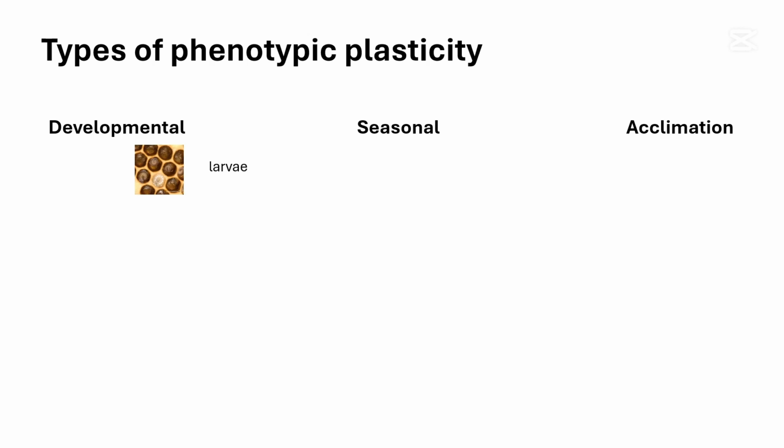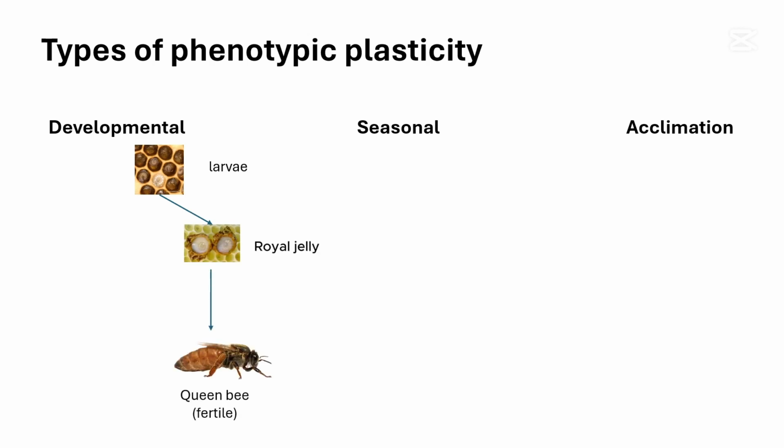But female larvae that are fed exclusively with royal jelly will reach full sexual maturity and become a queen bee that is capable of reproduction. Female larvae that are fed with a mix of royal jelly and bee bread will have atrophied ovaries and will become worker bees incapable of sexual reproduction. Once the adult stage is reached, the phenotype of the bee cannot change.